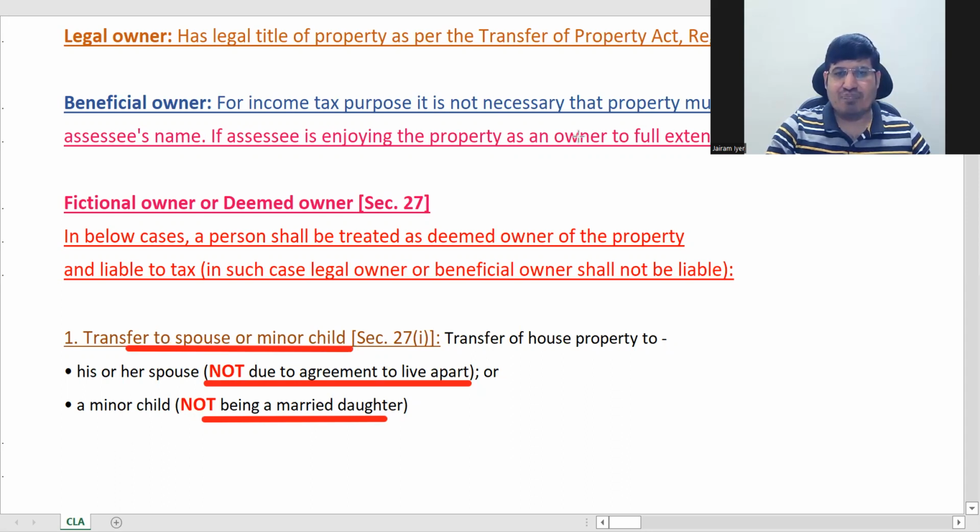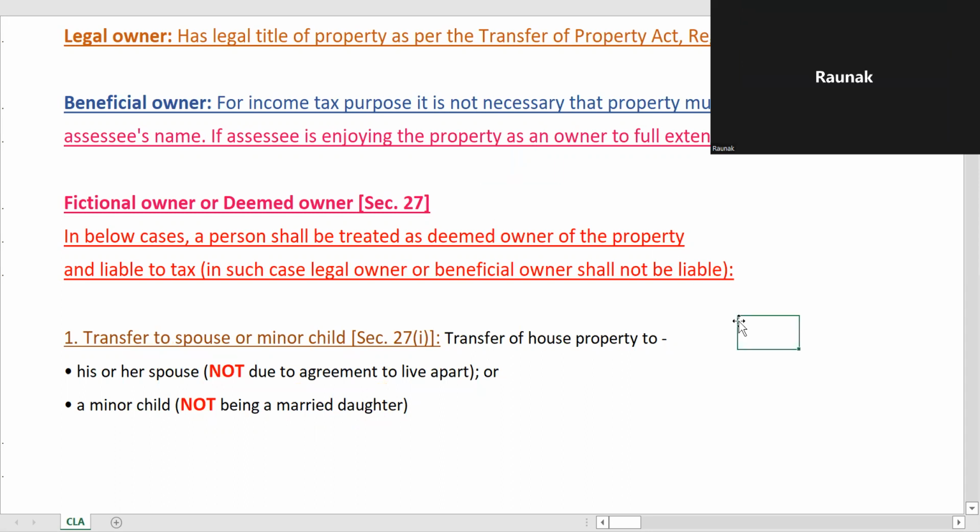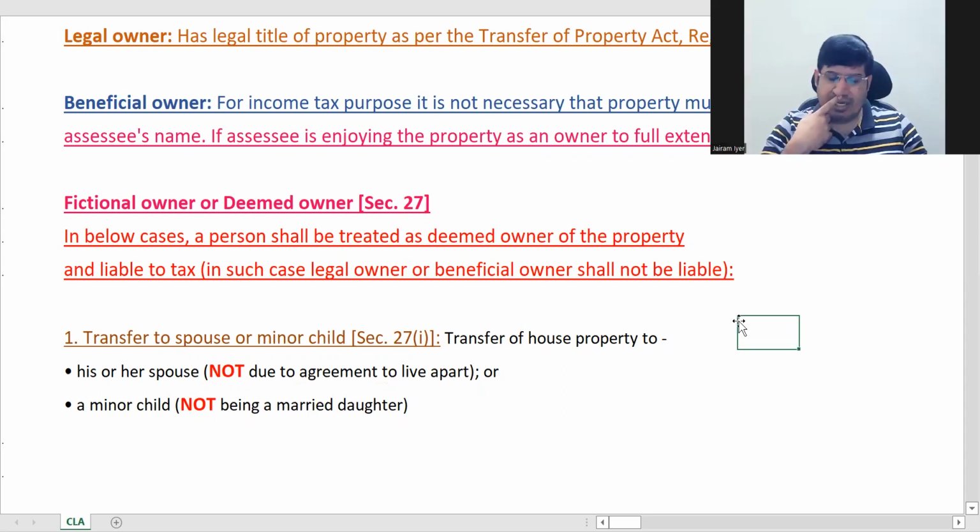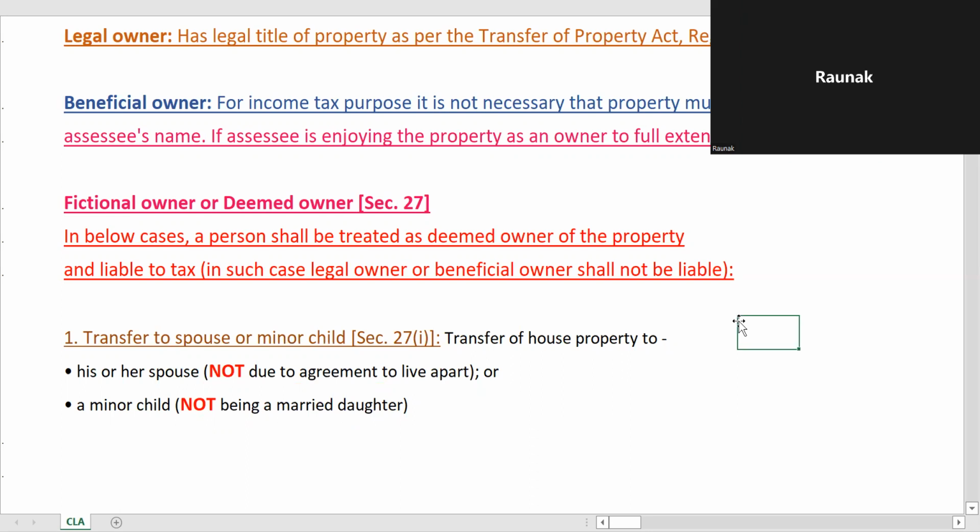हाँ, चलिए अभी आप पूछिए, रौनक क्या क्वेश्चन था आपका? Sir, would this be a good example of tax avoidance? Transfer to spouse or minor child? Yes, it can be. It can be an example of tax avoidance. Okay. Thank you.